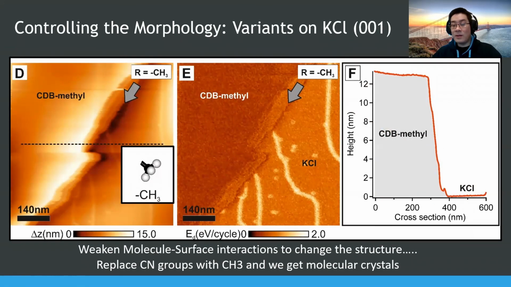So depending on what functional group you put on the molecule, you can qualitatively change the types of structures you build. And each of these structures represents something that might be useful for a different application. If you were trying to protect your surface, you might want a really thick molecular crystal, like this CDB methyl gives. Or if you're trying to create a framework for catalysis or reactions, you might want a porous network, for example.